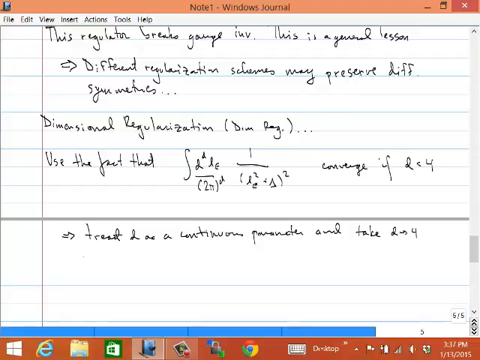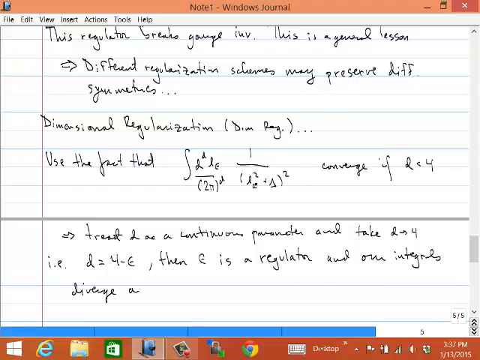So for example, if you write d as 4 minus epsilon, then epsilon is a regulator, just like the cutoff scale lambda if you had some hard cutoff, or in Pauli-Villars. And all of our integrals will diverge as epsilon goes to 0.